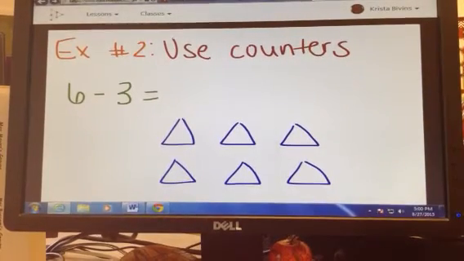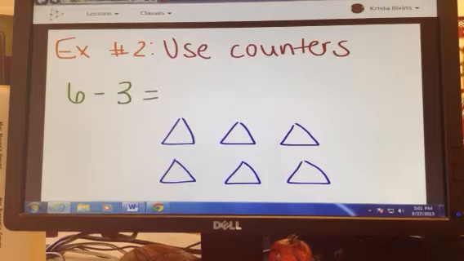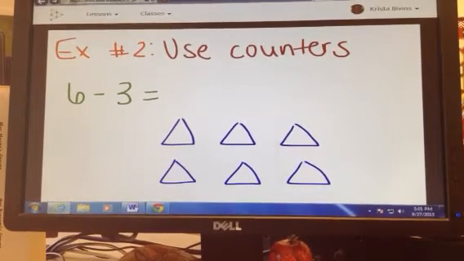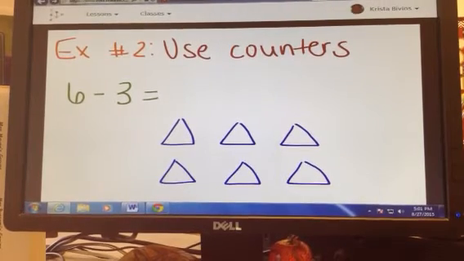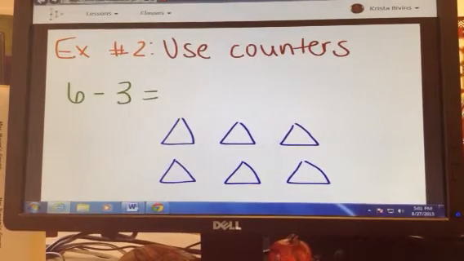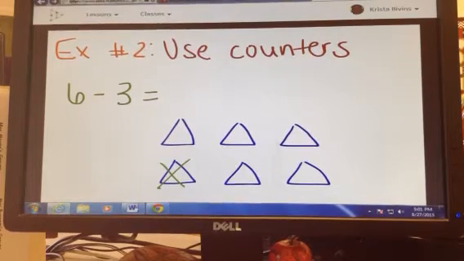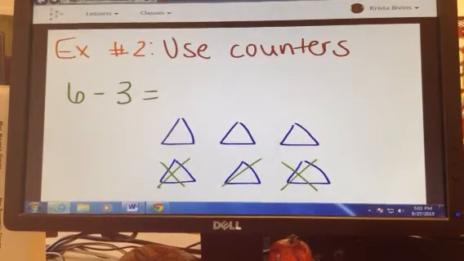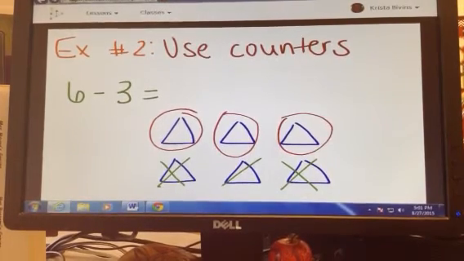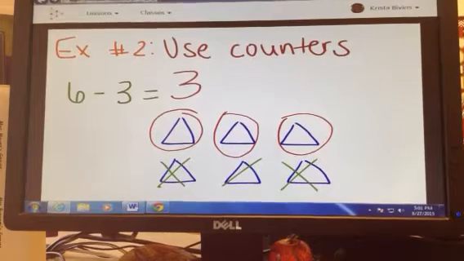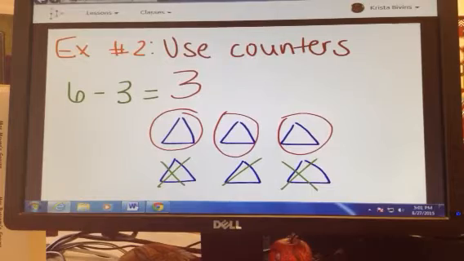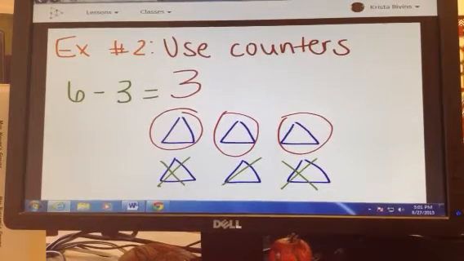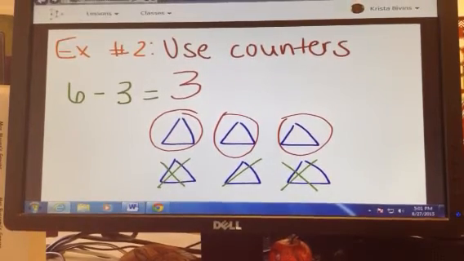Another way is to use counters, and we talked about this when we talked about adding. So if you have 6 minus 3, and I drew 6 triangles out here for you, you could do triangles, you could really do any shape you wanted. If you take away 3 of those, so if you cross them out, how many do you have left? Well, you have 1, 2, 3 left, and that's your answer. So I would like for you to copy this page, including the triangle picture, for example number 2. Pause if you need to.